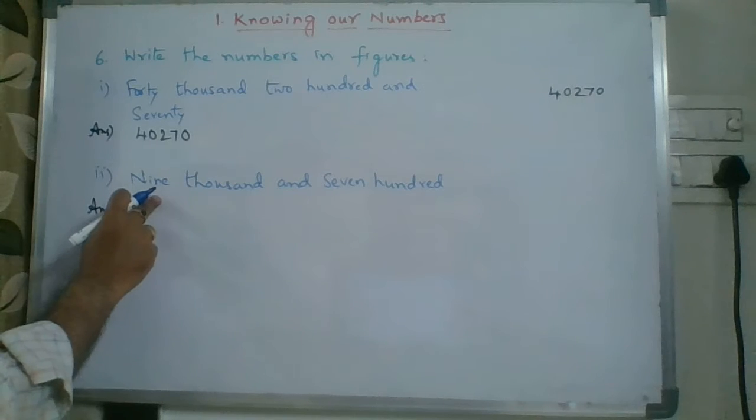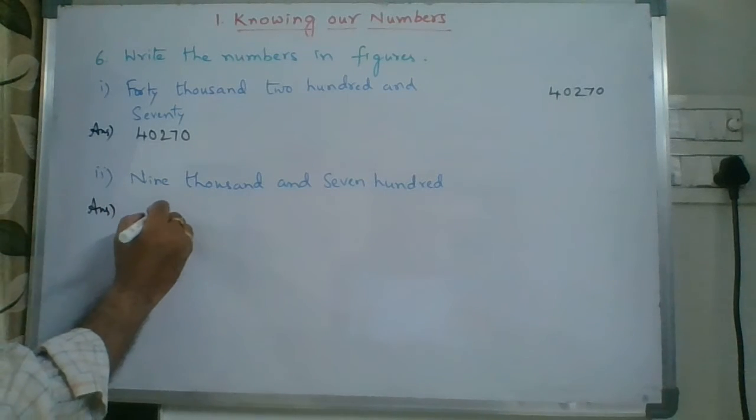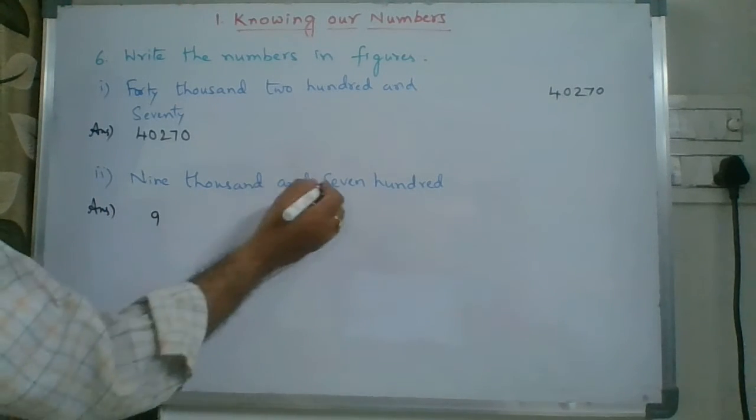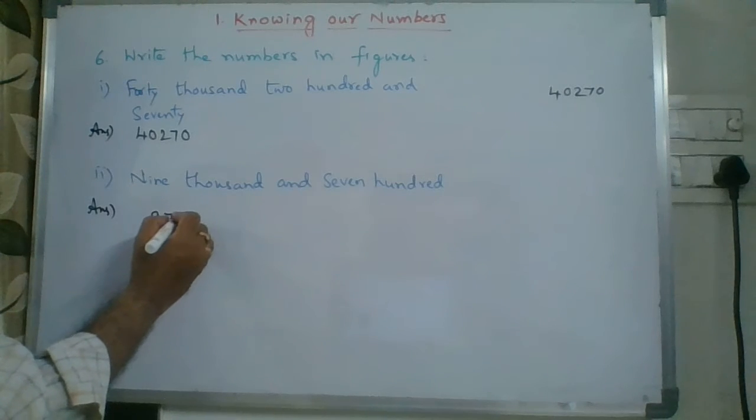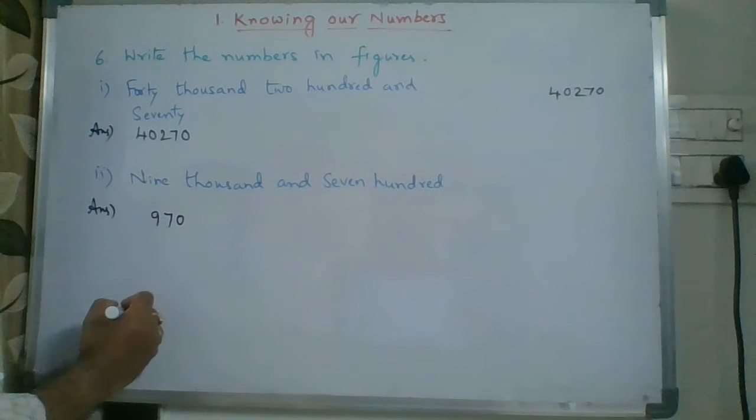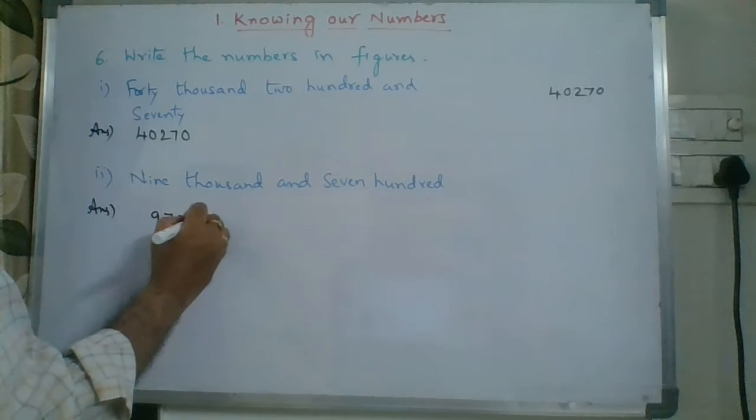How do you write it? 9 in thousands place, then hundreds place is 7. In tens place there is no number mentioned, so therefore 0, and in ones place also 0. Okay.